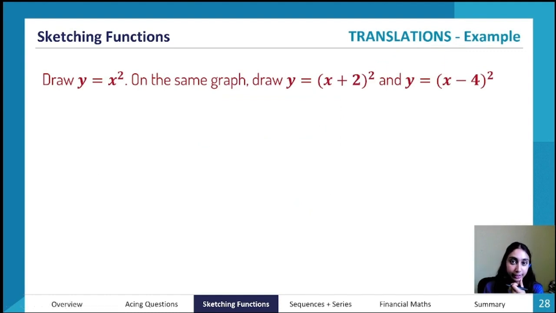So now another graphing example. Draw y is equal to x squared. And on the same graph, draw y is equal to (x plus 2) squared and (x minus 4) squared. I'll give you a sec to draw that on your own. Please try and include the four things that are in a good graph. Okay, I'll give you a few seconds to pause if you aren't done, and we'll move on.